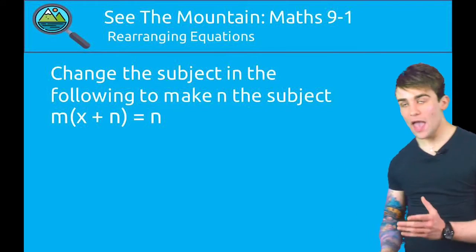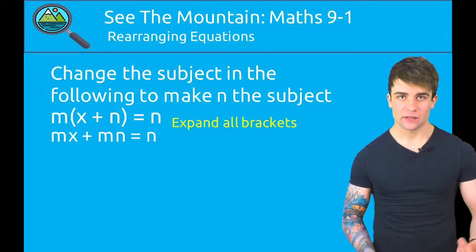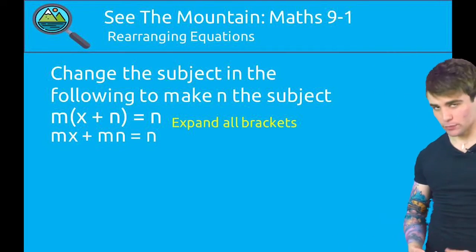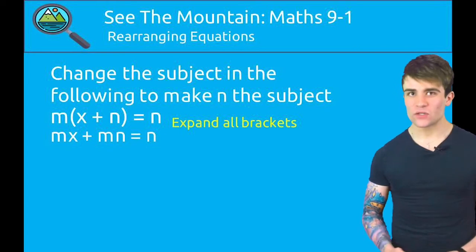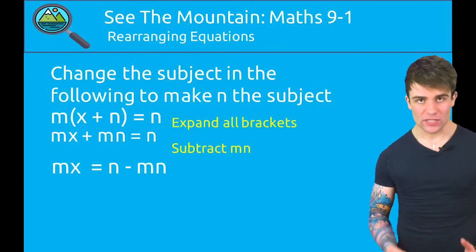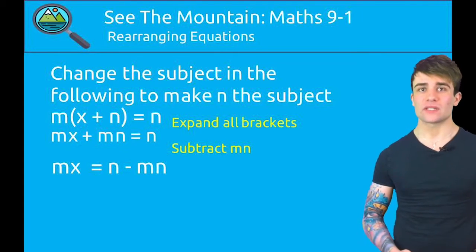All right then, so we've got m, open bracket, x plus n, close bracket, equals n. First things first, expand all brackets. mx plus mn equals n. Now, let's get all of the n's on one side. mx equals n minus mn. So I've subtracted mn from both sides.